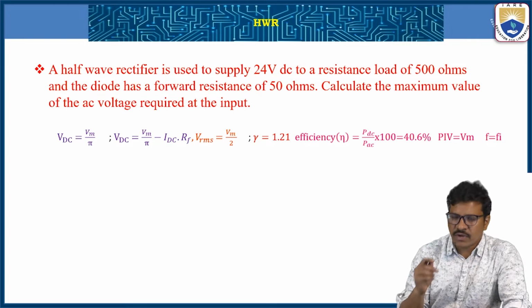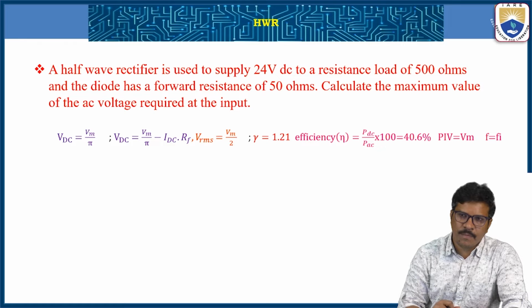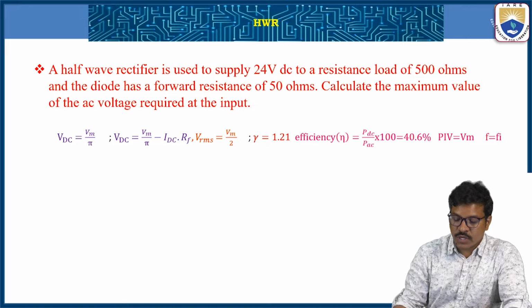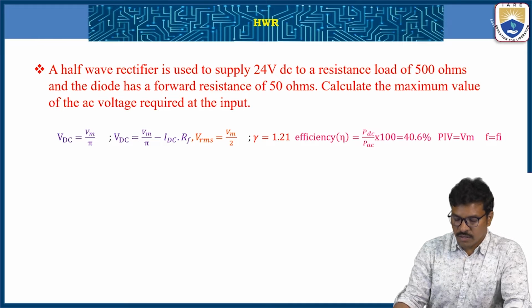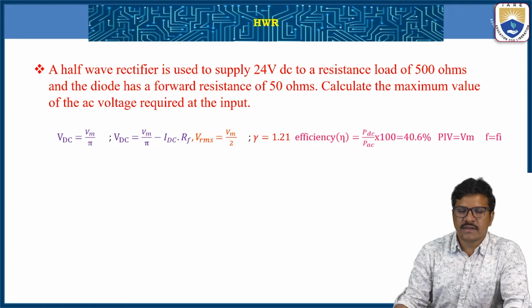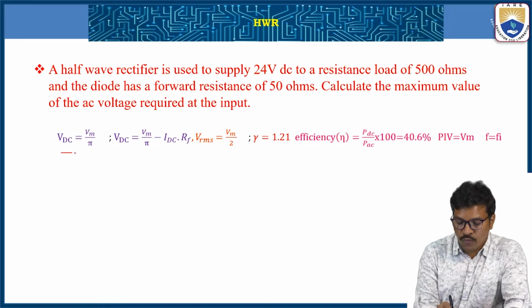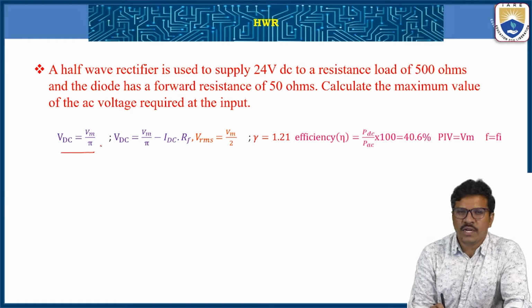First of all, whatever is given in the problem, we read the problem and write down the given data. Here, all the parameters of the half-wave rectifier are given. Before taking the given data, let us recollect some of the formulas which are helpful to solve these problems. The first one is VDC, the DC voltage in a half-wave rectifier.